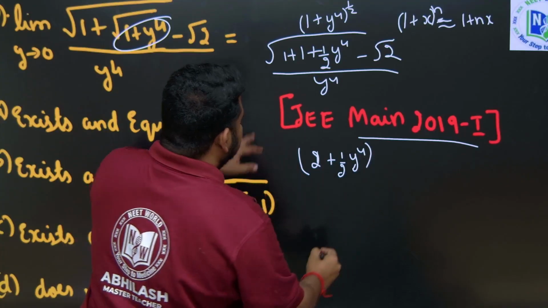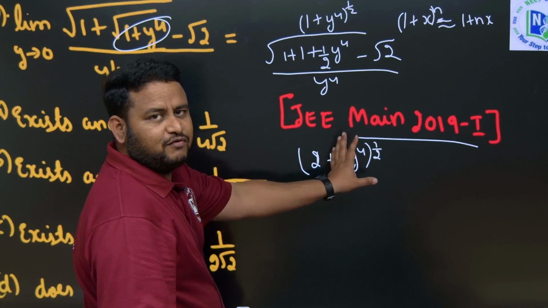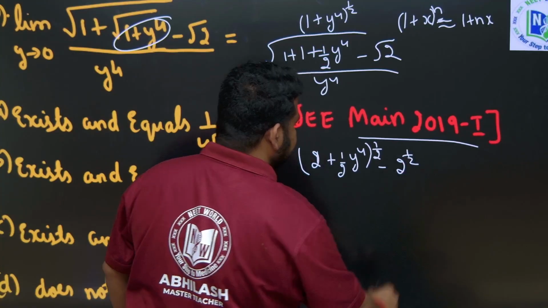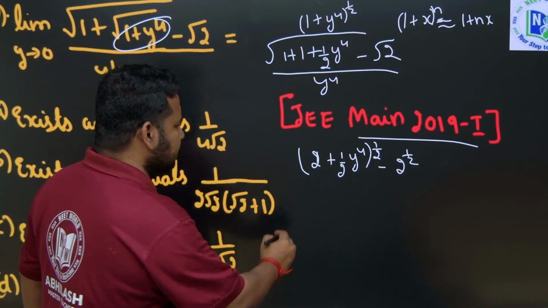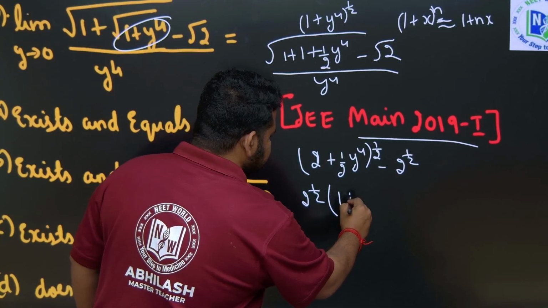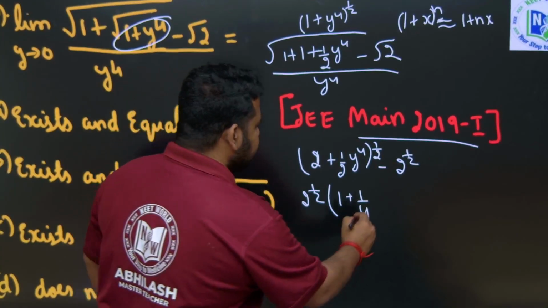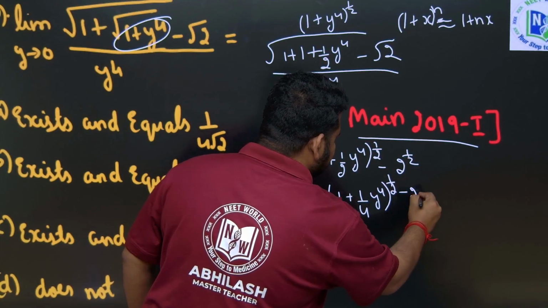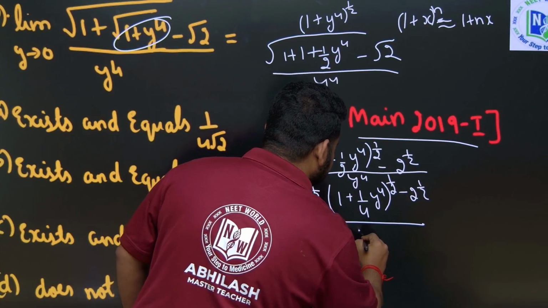Okay, again the square root is removed, means again it will become 1 to the power of 1 by 2, minus square root of 2. Square root of 2 can be written as 2 to the power of 1 by 2. Got it? Now if I take 2 common, this will become 2 to the power of 1 by 2 into 1 plus 1 by 4 y to the power of 4, because 2 I have taken common, this will become 1 by 4, to the power of 1 by 2, minus 2 to the power of 1 by 2. This entire thing I have to divide by y to the power of 4.